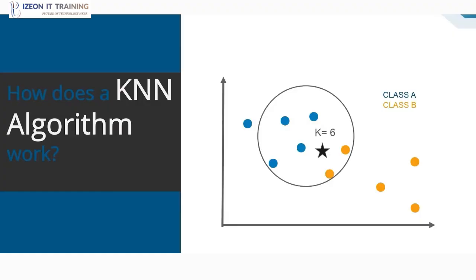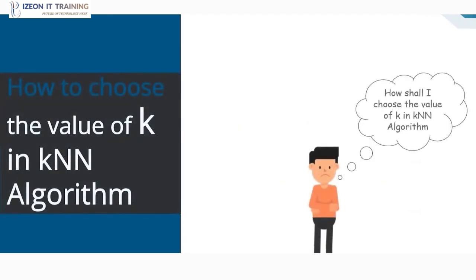So by now, I guess you know how a KNN algorithm works and what is the significance of K in KNN algorithm. So how will you choose the value of K? Keeping in mind that K is the most important parameter in KNN algorithm, let's see when you build a K nearest neighbor classifier, how will you choose the value of K?